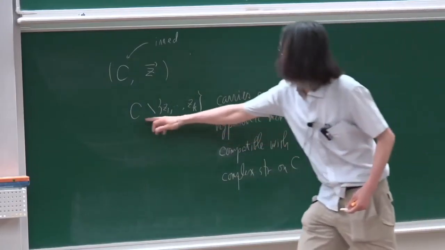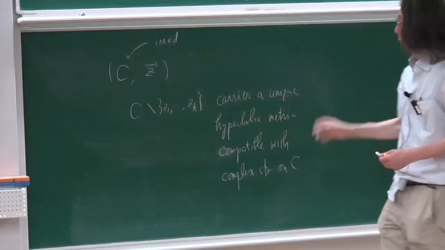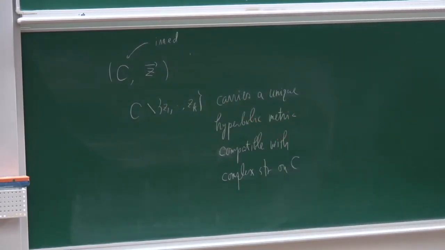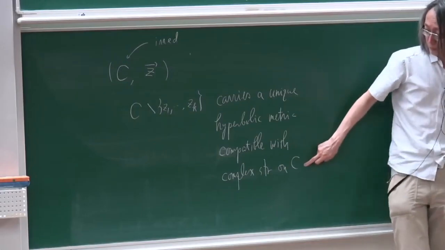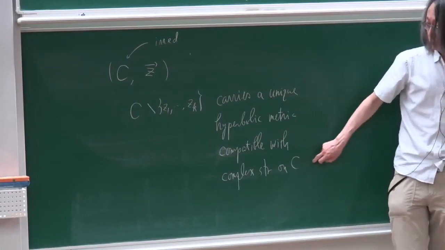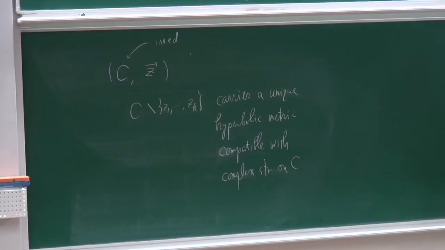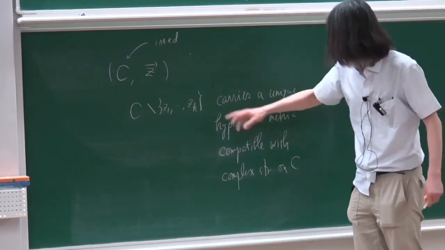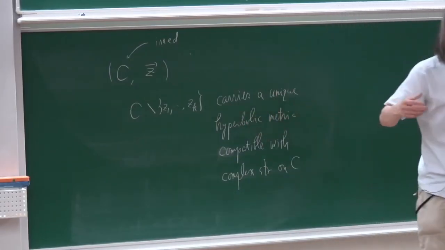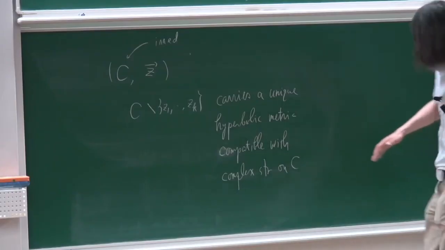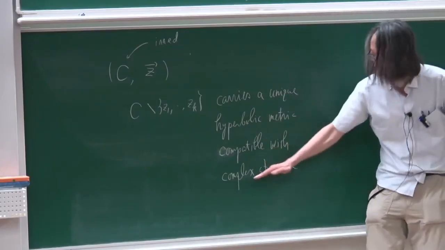So C is a Riemann surface, so therefore a complex structure is already assigned there. So I have one complex structure there. In particular, therefore you have a conformal structure there. And then there is a hyperbolic metric on the surface whose underlying conformal structure is compatible with this complex structure.